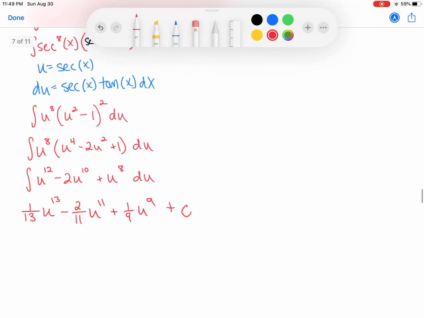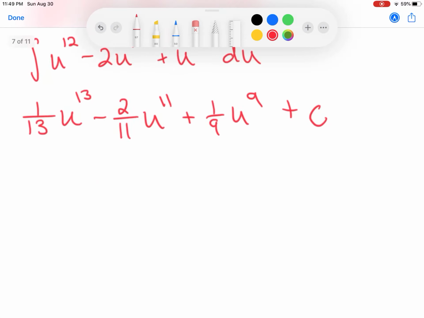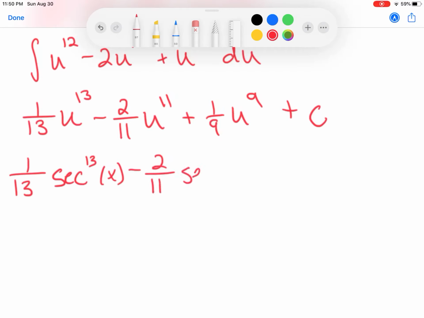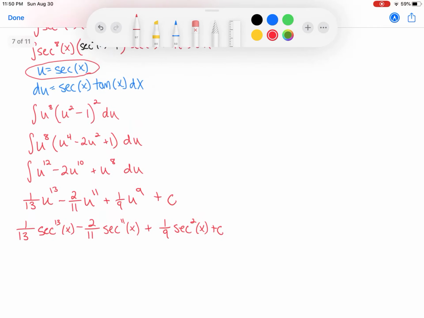So in this case, what was u? Let's zoom back out. Let's just refresh our memories here. U was secant x. So let's go in here and replace everything with what it needs to be. So we have 1/13 secant to the 13th minus 2/11 secant to the 11th plus 1/9 secant to the 9th, and then we have plus c. So that's awesome. There we go.